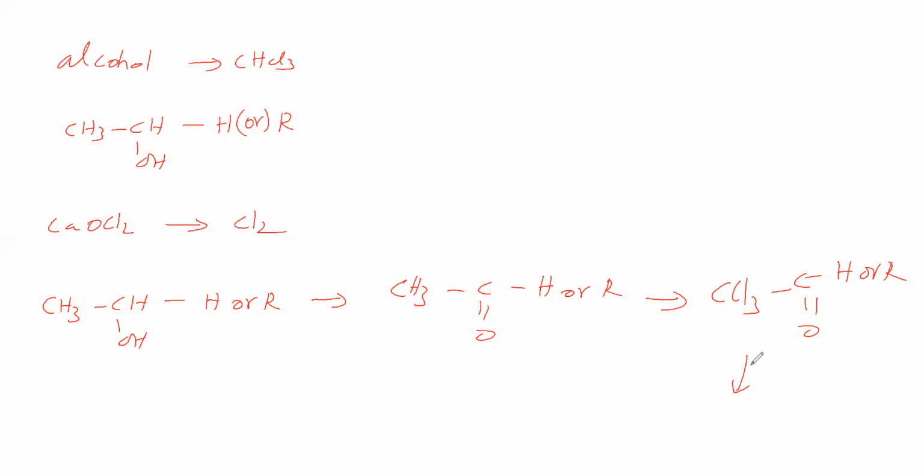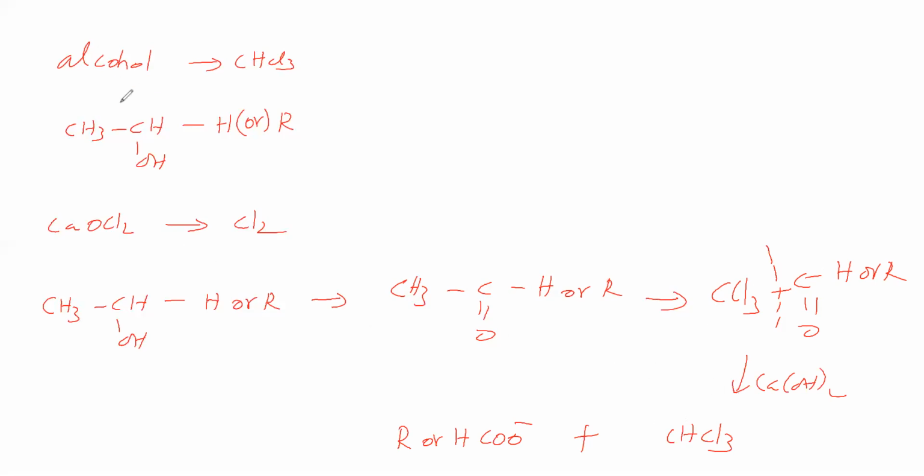Next, basic hydrolysis. Here, bleaching powder undergoes hydrolysis to give Cl2 and calcium hydroxide base. That calcium hydroxide makes this undergo hydrolysis. This bond breaks, this part becomes chloroform, and this CO group becomes a carboxylate part, COO minus. So R or H will remain the same, with COO minus. So we got chloroform.